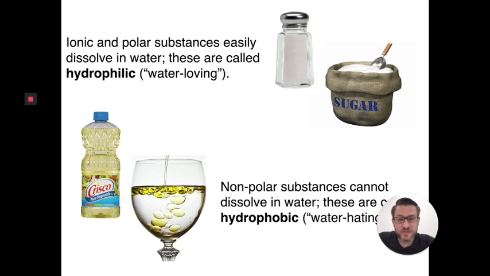Non-polar substances like oil will not break down in water. So famously, if you put vegetable oil in water, the oil just kind of bubbles up to the top of the water. It will not break down, it will not dissolve in water. So sometimes water is referred to as the universal solvent because it can break down a lot of things, but that's kind of misleading because water can't break down everything. Only ionic substances and polar substances break down easily in water.